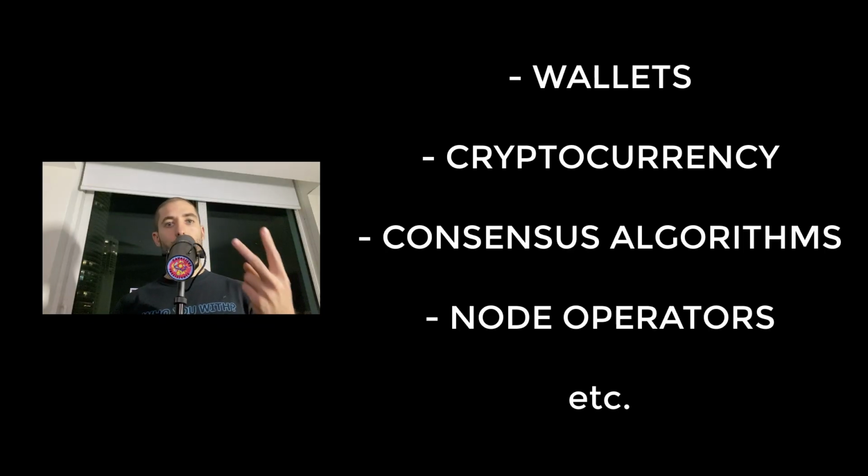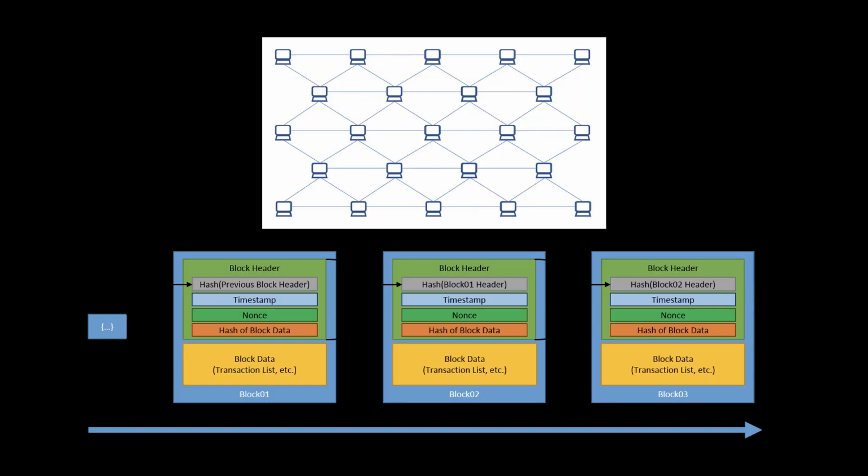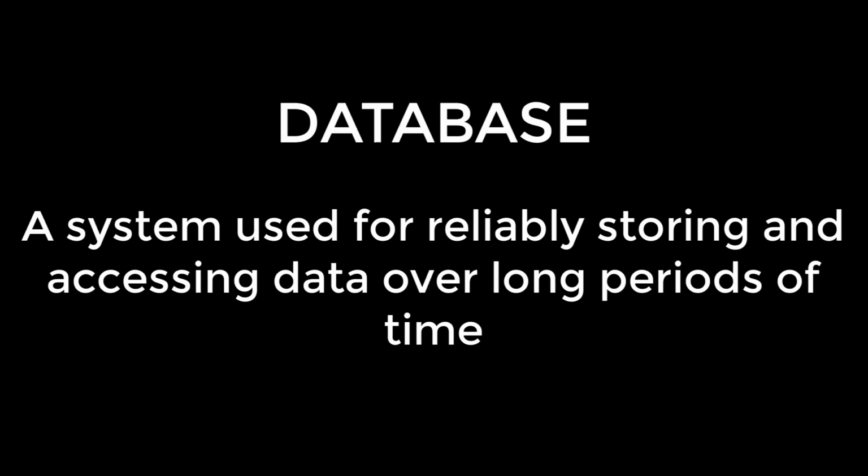All other aspects of the systems that we call blockchains, for example, the wallets, cryptocurrency, consensus algorithms, node operators, etc., none of those aspects of a blockchain system have anything to do with the technical definition of a blockchain. A blockchain is a database, or to be exact, a data structure. A database, for those who don't know, is a system used for reliably storing and accessing data over long periods of time.